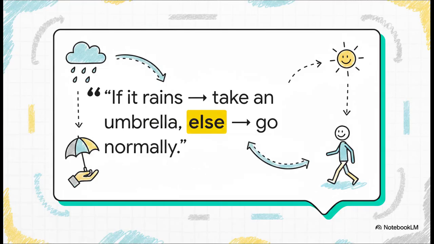When you really boil it down, programming logic is just human logic. We do this stuff all day without a second thought. If it's raining, I'll grab an umbrella. Otherwise, I'll just head out. Conditional statements are just our way of teaching the computer to think in exactly the same way.